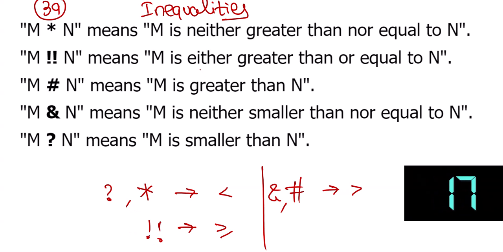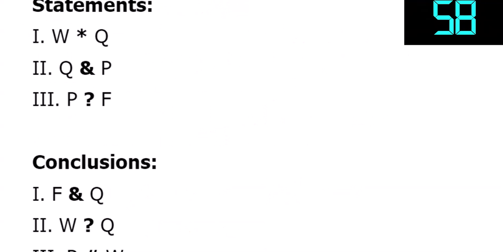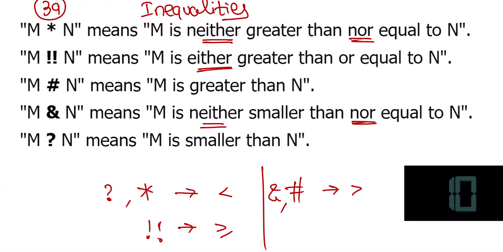They given either or. Please read it properly. Either or. Here neither nor. Here neither nor. Okay, so look into it. Now we'll just put that and we'll decide which conclusion is okay. For star, star is nothing but less than.